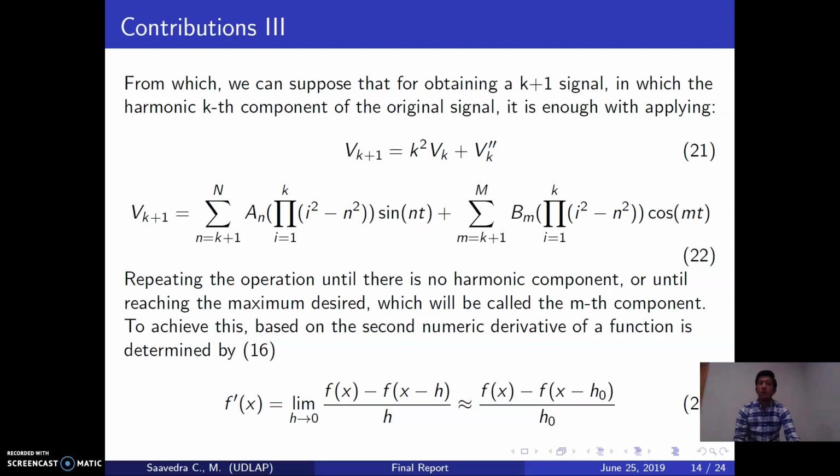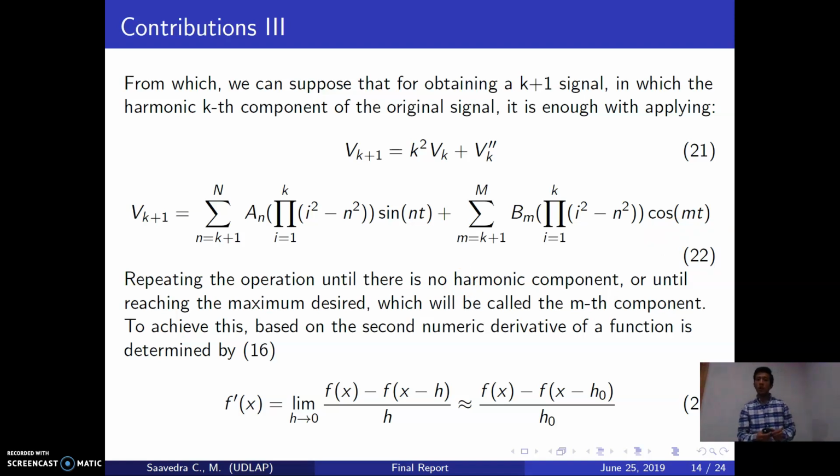With these equations that I've checked or reassembled from different papers, we can obtain a v(k+1), so to any number of harmonics desired. So we have here a sum of this first distortion with a coefficient a_n and the number of harmonics up to n, and the same thing with b_n because we have a cosine here. So we have to repeat this until there is no harmonic component.